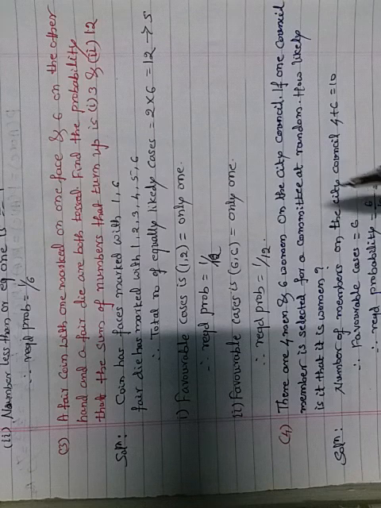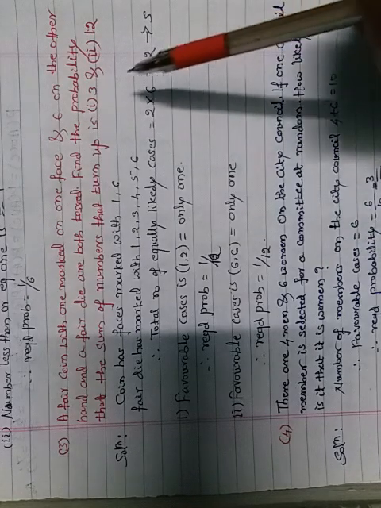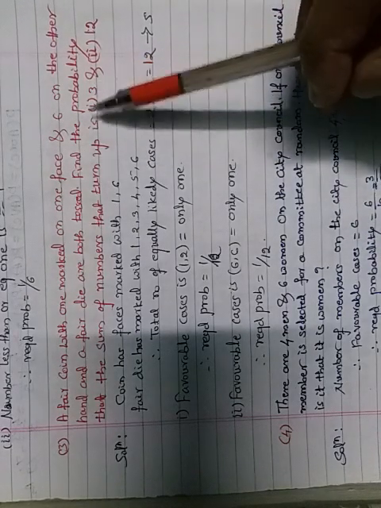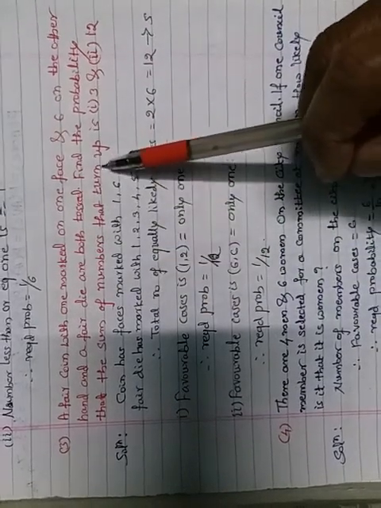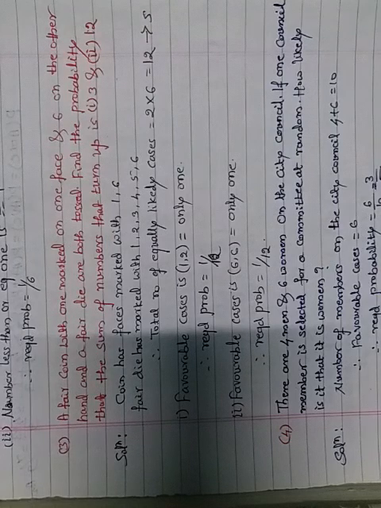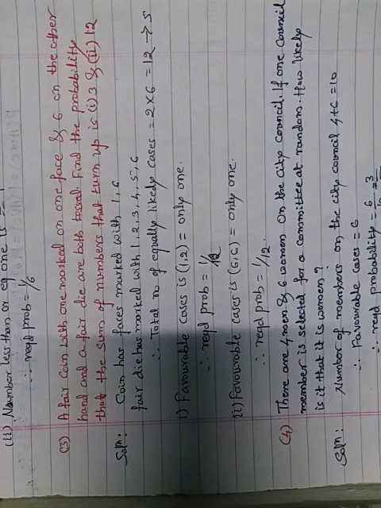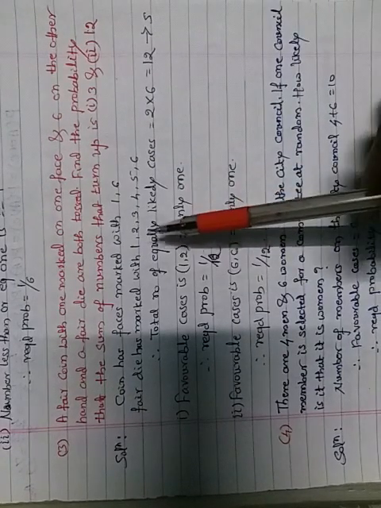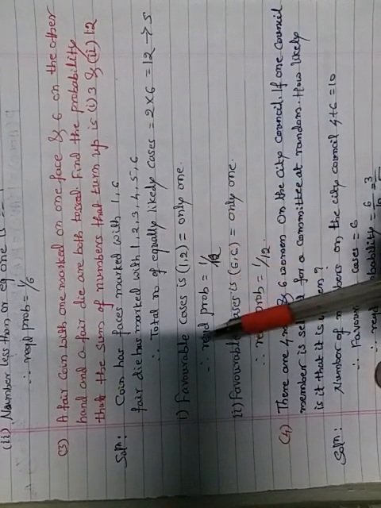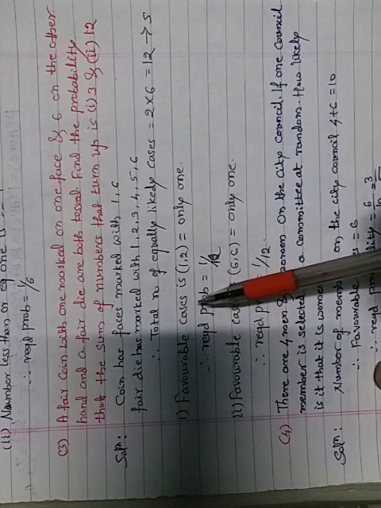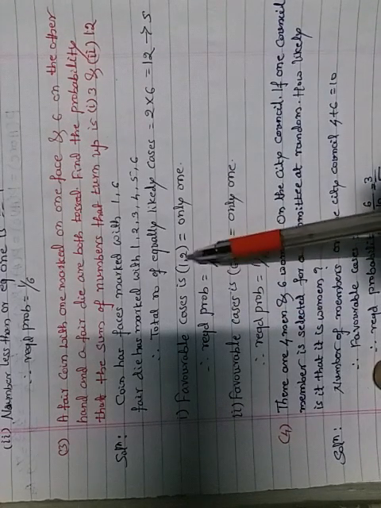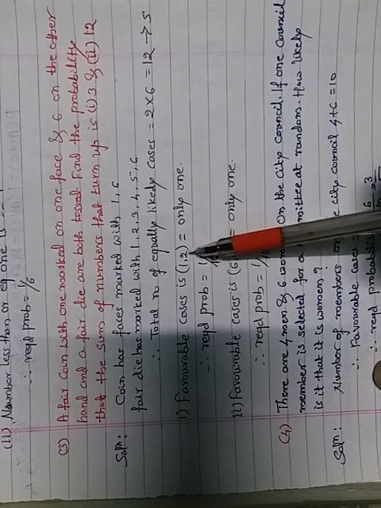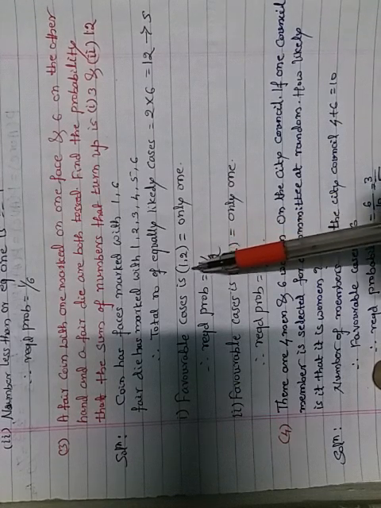According to the question, we have to find the probability that the sum of the numbers that turn up is 3. The only favorable event is (1, 2), since the sum of these numbers is 3: 1 plus 2 equals 3.